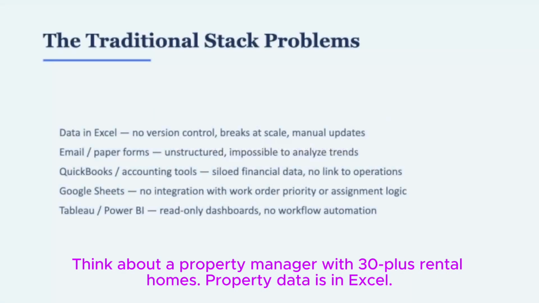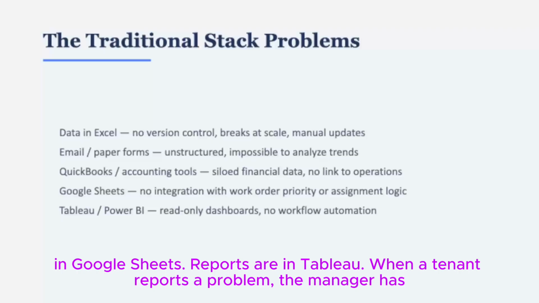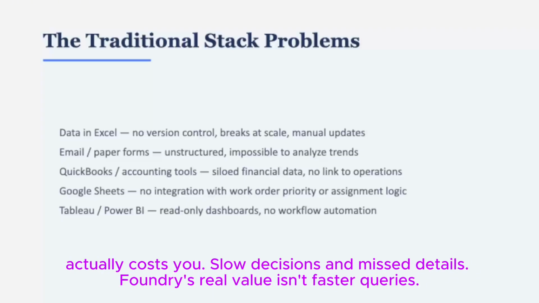Think about a property manager with 30-plus rental homes. Property data is in Excel. Maintenance requests come in by email. Expenses are in QuickBooks. Technician schedules are in Google Sheets. Reports are in Tableau. When a tenant reports a problem, the manager has to dig through 5 systems just to understand what's going on. That's what fragmentation actually costs you: slow decisions and missed details.